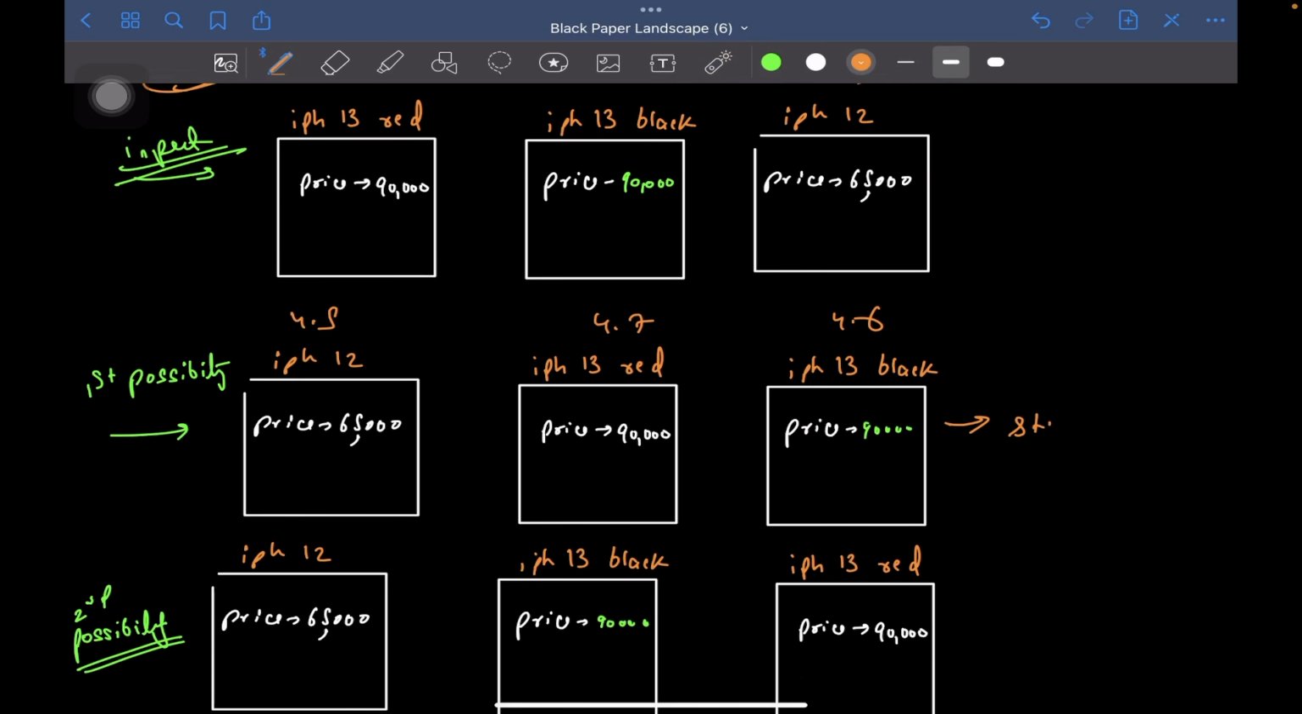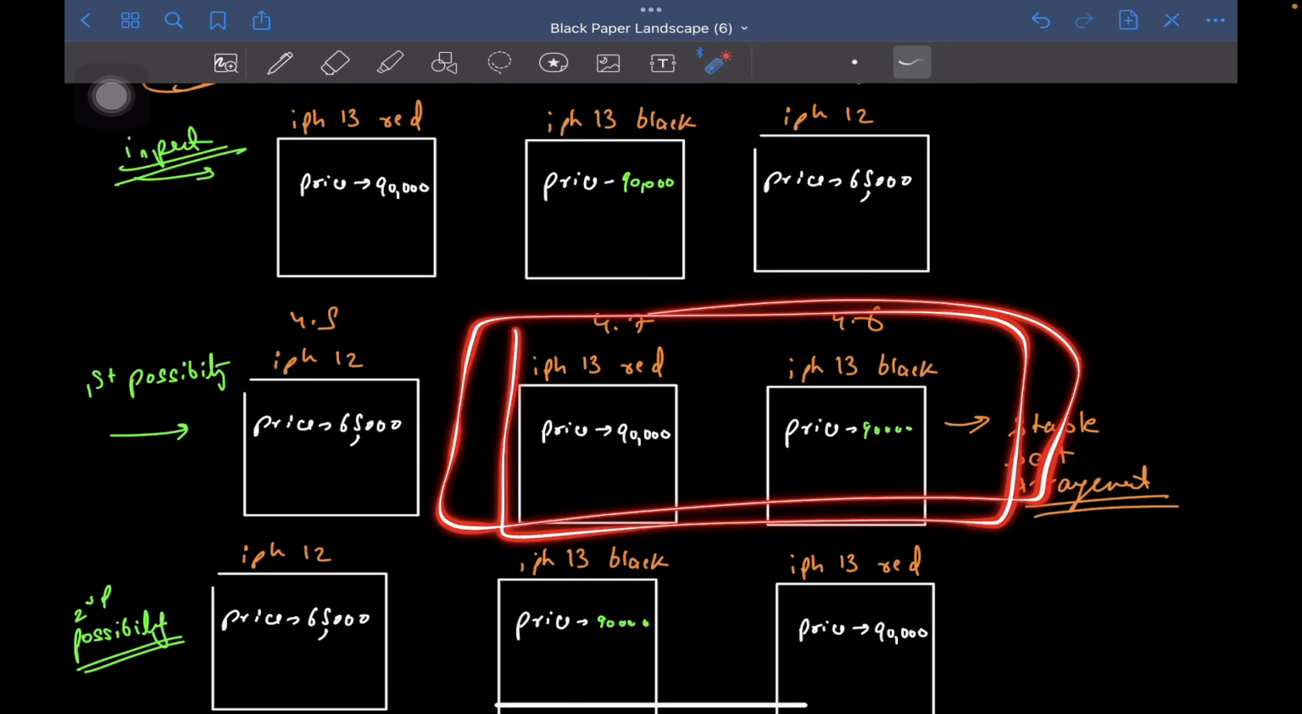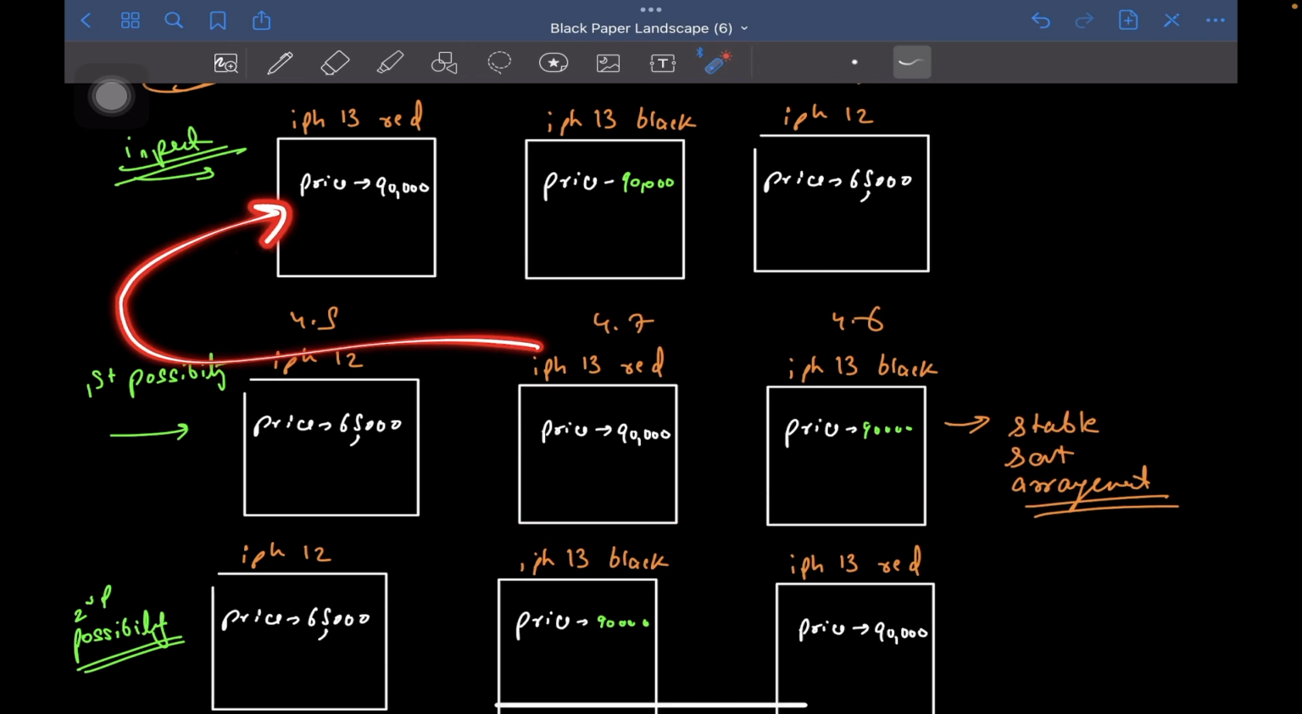this kind of arrangement is called a stable sort arrangement. What is a stable sort arrangement? In a stable sorting arrangement, two data items which were having the same value, after getting sorted, remain in the same relative order as they were before sorting.